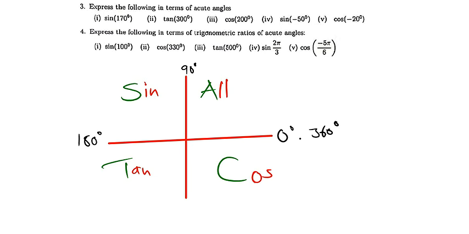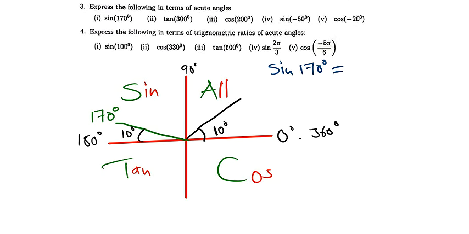So 170, where do you expect to find 170? 170 is less than 180, right? But in the second quadrant. So 170. Now what's the difference between the 180 and the 170? There's a difference of what? A 10. So that 10 gives you the angle in the what? In the first quadrant. So in other terms, what we're trying to say here is sine 170, which is given in the question, is basically just equal to sine 10 degrees in the first quadrant.